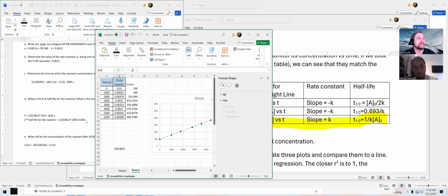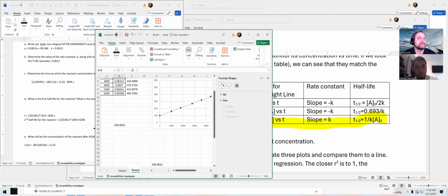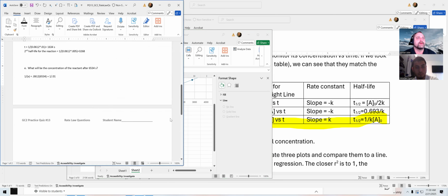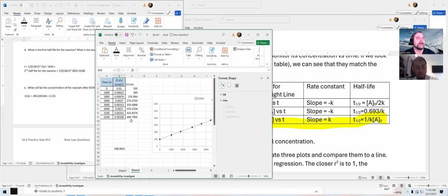This 32 looks a little wonky. Let me double check that value. That looks fine. And then we just plugged this in and did the algebra to find that, but it matches our data. After 6534, we're going to have less than this. That concentration is going down. And so it does, in fact, work.